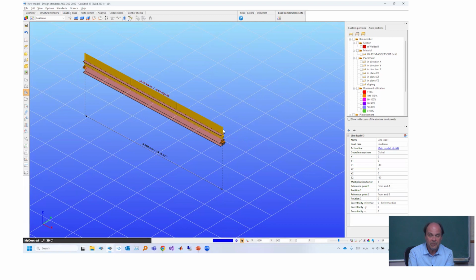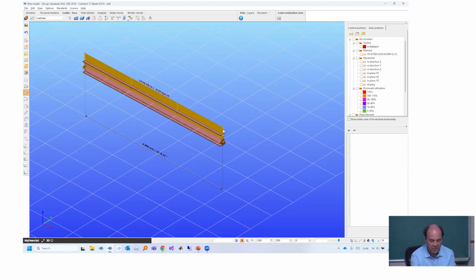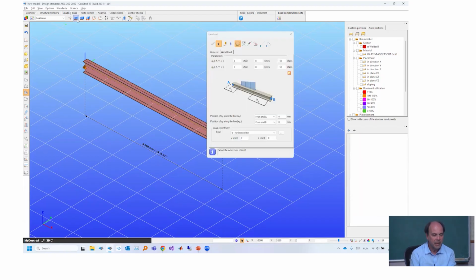Maybe I better delete the load, to see better how it's more visible when you define a load and not just modify it. So I select the load, click delete, and I come back to the line load icon. I keep everything at -10, but here on the load eccentricity, I don't keep the default reference line option, but I click on the 3 dots.